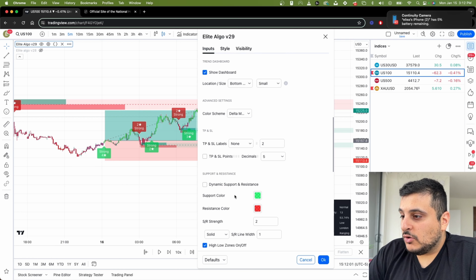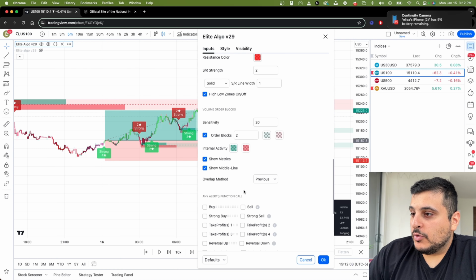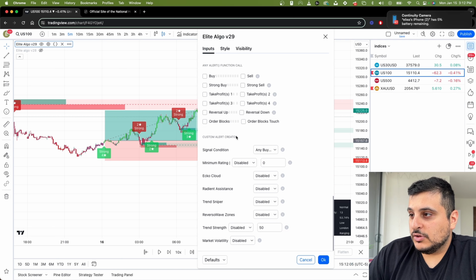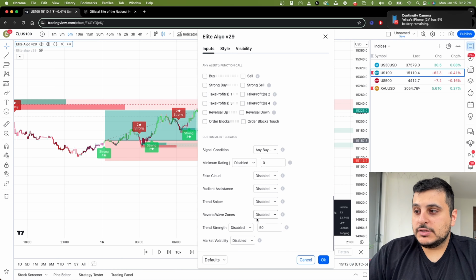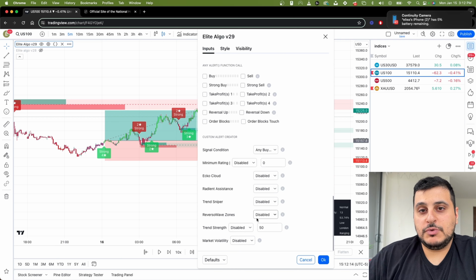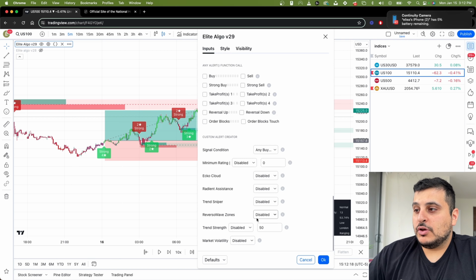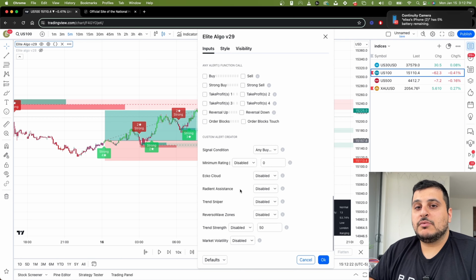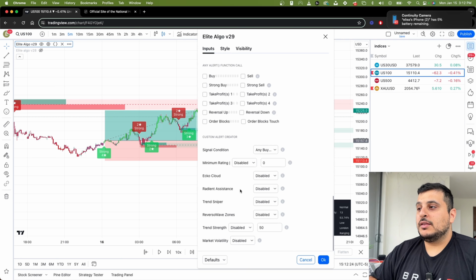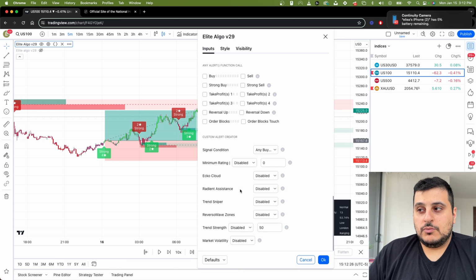Next, guys, we go all the way down here, and we added a couple more things right down here in the custom alert creator. So we added the ability for you guys to create alerts based on a specific strategy. So for example, if you only want the signal to be given to you when the trend sniper is green and the echo cloud is green, then you can do that right over here with this custom alert creator. So you can set very, very customized alerts for yourselves.